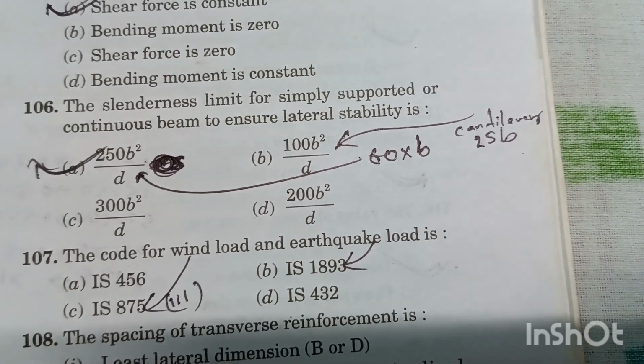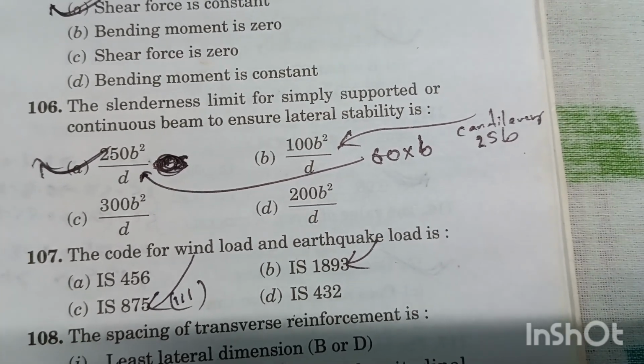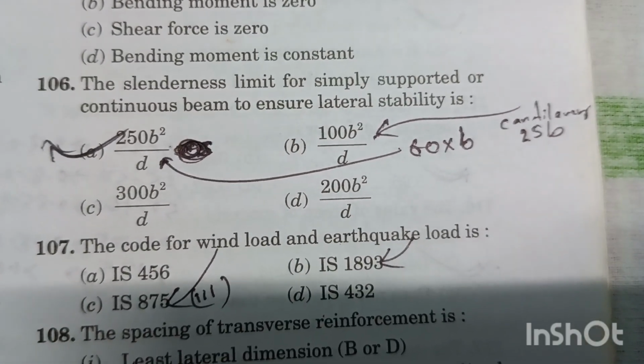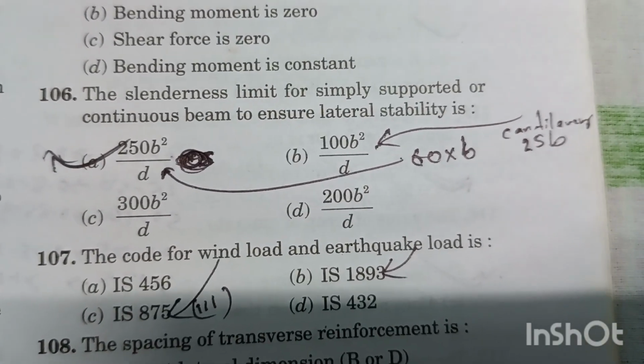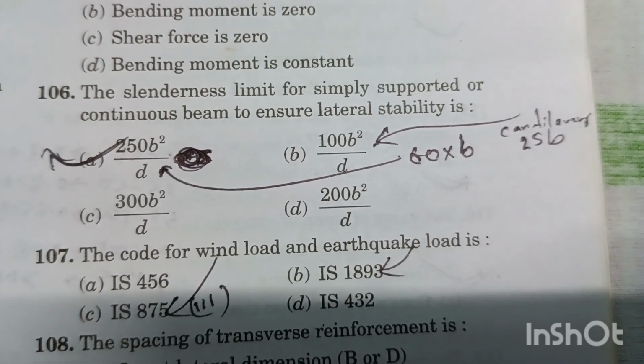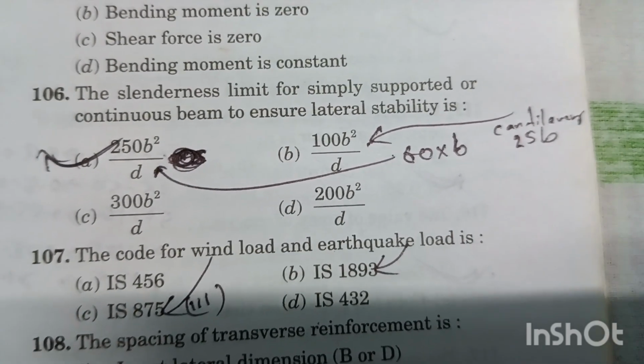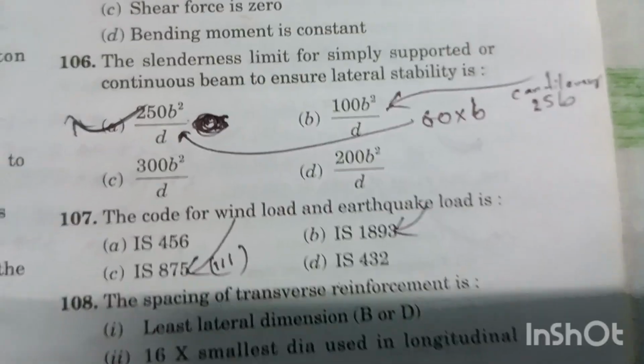250 into B square by D or 60B, whichever is lesser, where B is the breadth and D is the effective depth. And for cantilever beam, to ensure lateral stability, the value will be 100 B square by D or 25B, whichever is less.